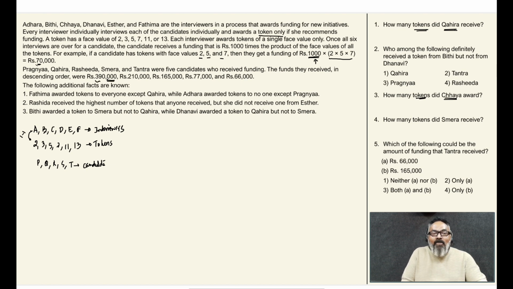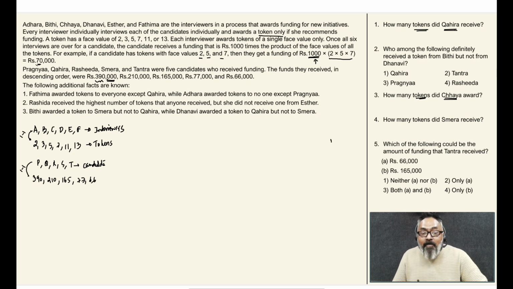I'm interested in the value 390, because if I look at 390, I can say this is 10 times 39. 39 is 3 times 13, and 10 is 2 times 5. So this particular person received tick for 2, 5, 3 and 13. That's how I'm going to look at it. So let's look at these values here: 390, 210, 165, 77, 66. This has a one-to-one assignment.